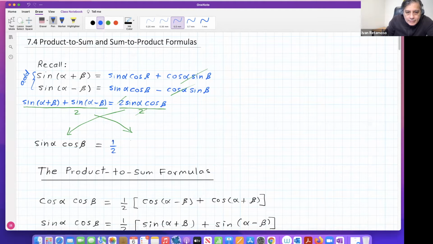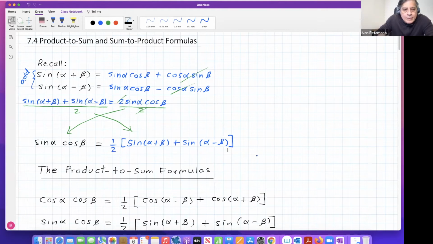of, use brackets, the sum of sine of alpha plus beta plus sine of alpha minus beta. Close the brackets. So as you can see, a product can be expressed as a sum. That's the idea. I showed you how mathematicians figure out how to express this product as a sum. It's an example for you to look at the background of this.